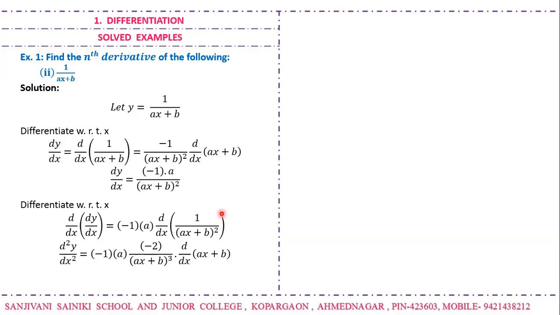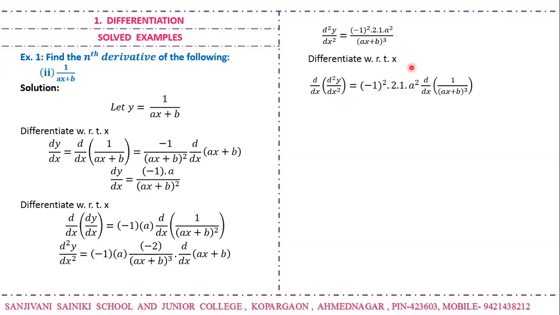Then we will use the formula: the derivative of f of x raised to n is n times f of x raised to n minus 1 into f dash of x. So d2y by dx square is minus 1 square into 2 into 1 a square upon (ax plus b) cube. Again differentiating with respect to x.